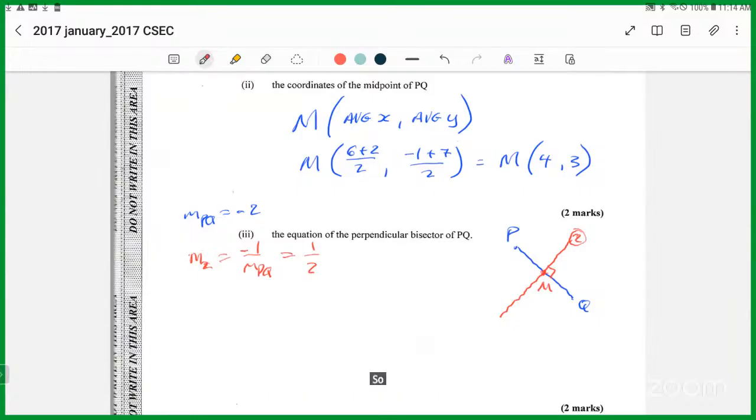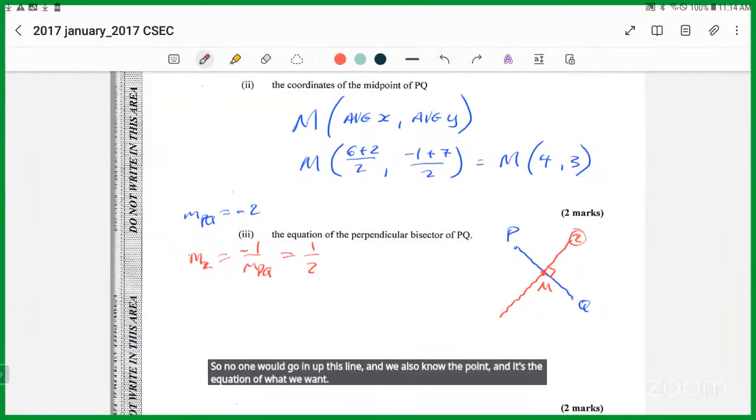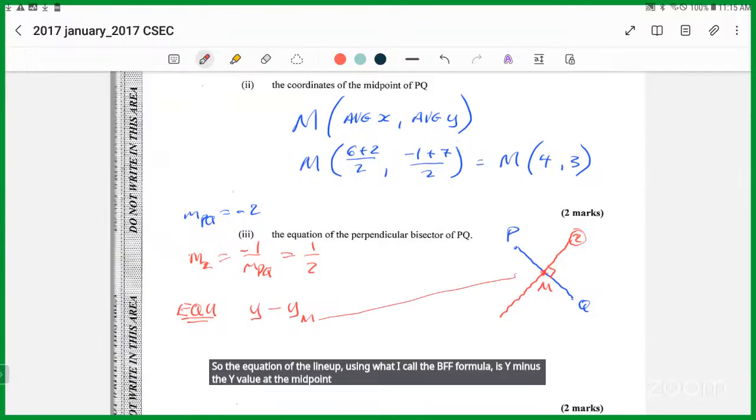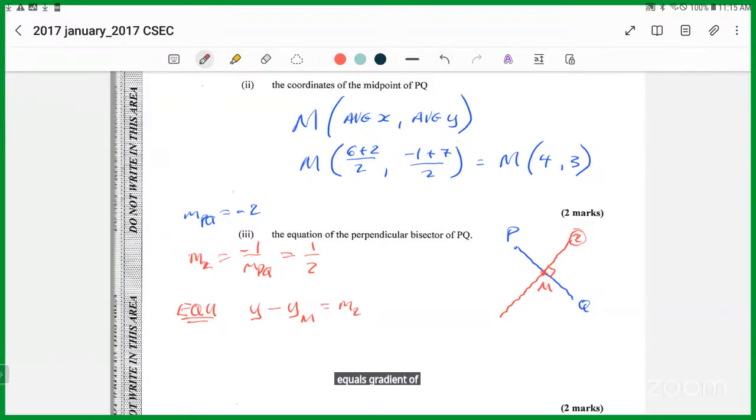So now we know the gradient of this line, and we also know the point, and it's the equation of the line that we want. So the equation of the line now, using what I call the BFF formula, is y minus the y value at the midpoint equals the gradient of line 2, the gradient of the red line, times x minus the x value at the midpoint.